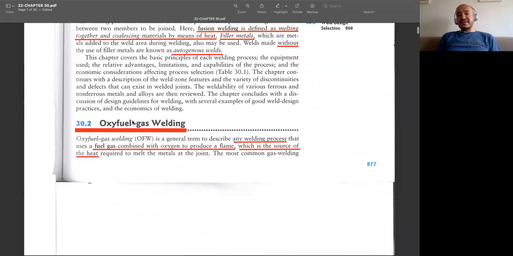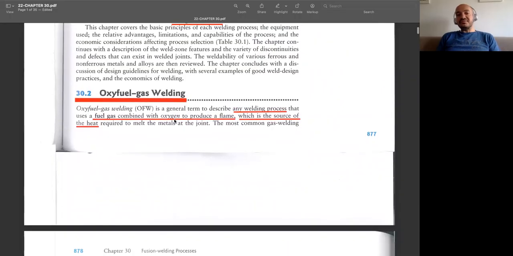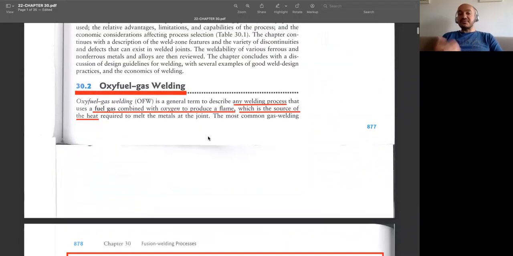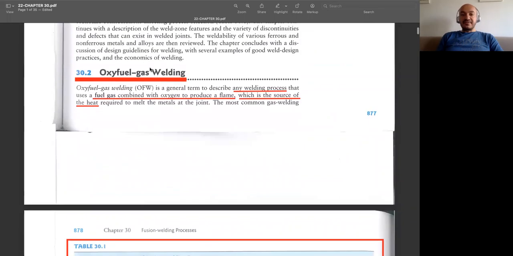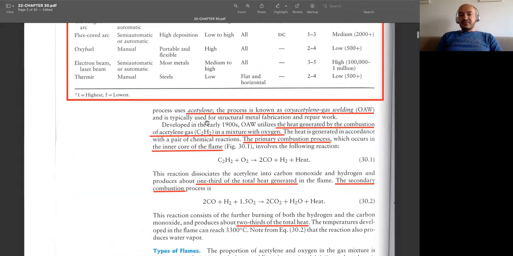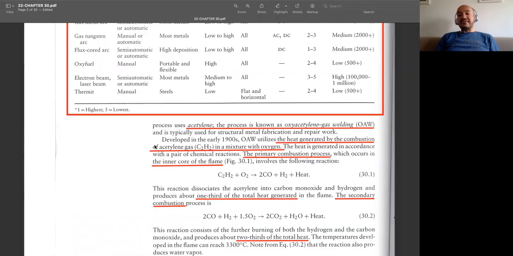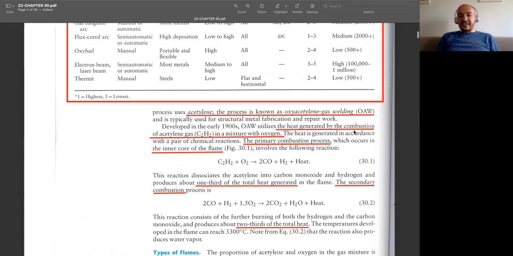As you see in this term, we have fuels and we have oxygen. That means we will have a combustion between oxygen and some type of fuel. With the help of this combustion, we will be generating heat, and this heat will be increasing the temperature of the two parts, and then by maybe extra filler metal or by pressure, we will be joining these parts. Most of the time, as the fuel, we use acetylene, and if that is the case, we call this process oxyacetylene gas welding, abbreviated as OAW.